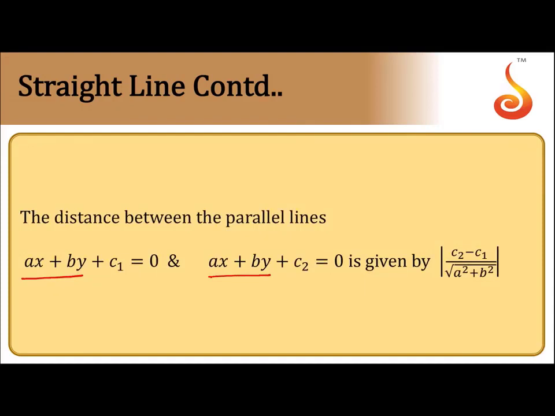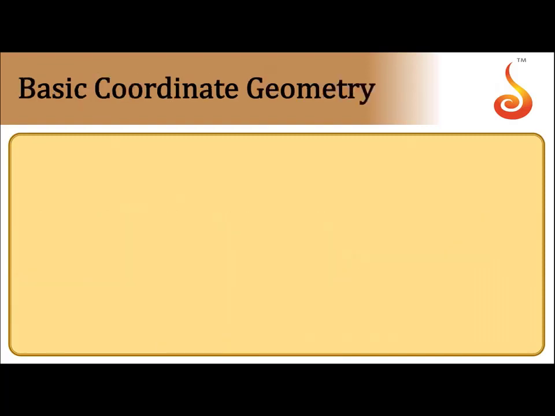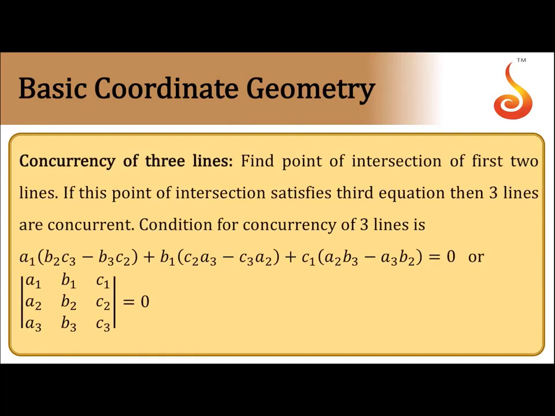Distance between two parallel lines. We know that in ax plus by, the x coefficient and y coefficient are the same, and they differ only by a constant, C1 and C2. Such lines are the parallel lines, and the distance between them can be calculated by the formula: C2 minus C1 divided by root over a square plus b square.